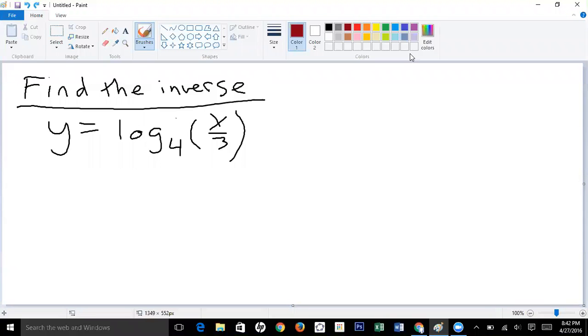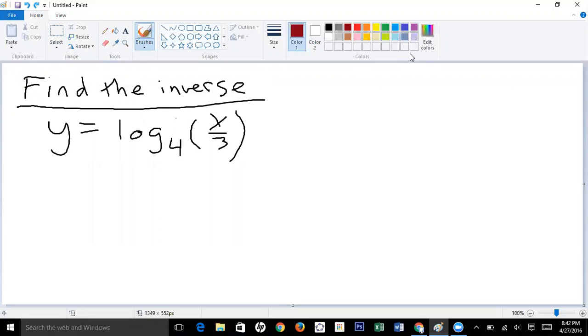We are now going to learn how to find the inverse of a logarithmic function. The inverse of any logarithmic function is an exponential function with the same base. So in order to find the inverse, we'll need to use an exponential at some point in the process.